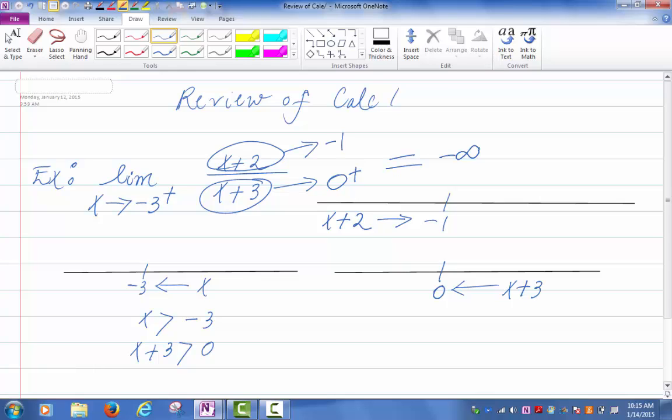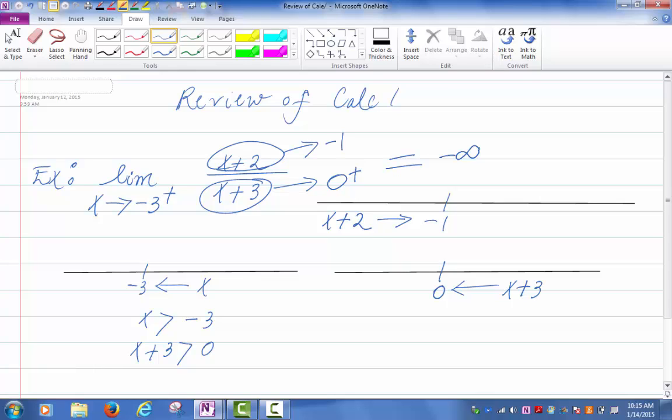Why is 0 positive? 0 is not positive. We are saying that when x is pretty close to -3, but on the right side of -3, right? When x is close to -3, the gap between x and -3 is going to 0. So when x is close to -3, but on the right side of -3, then x plus 3 is a positive quantity, right?